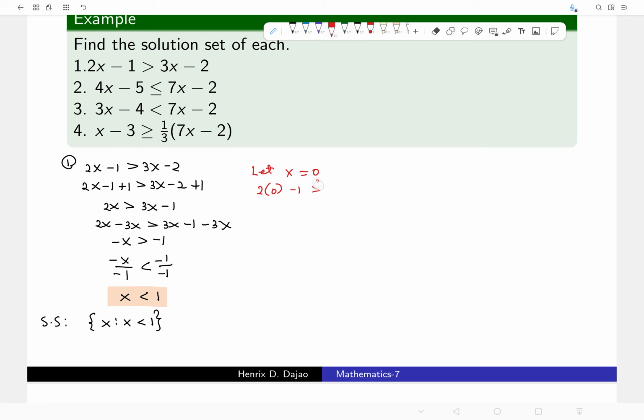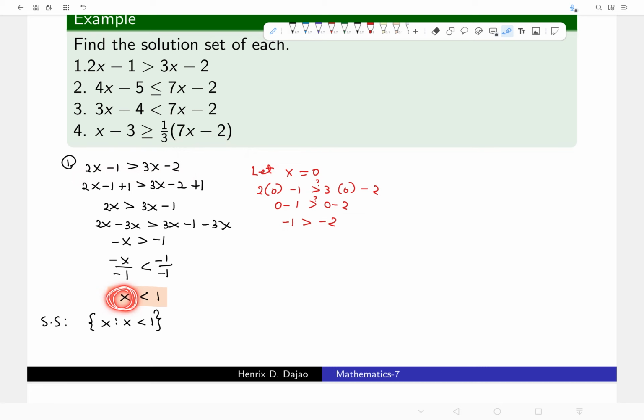Is it really less than 3 times 0 minus 2? So this one is 0 minus 1. Is it less than 0 minus 2? So this one is negative 1, greater than, I'm sorry, greater than negative 2. So indeed, the left side is greater than the right side. So our inequality is true when we substitute 0.